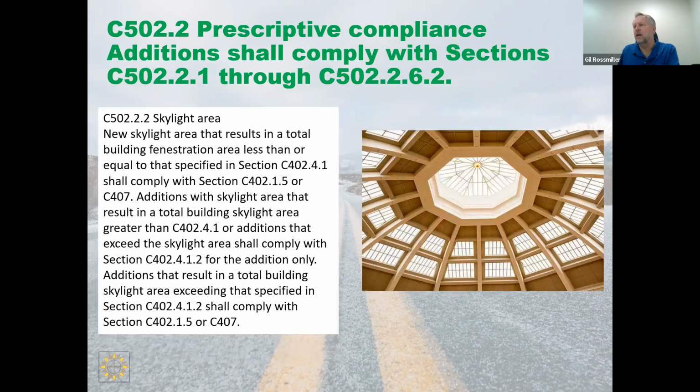Same kind of language here for skylights. Same exact piece. You can only get so much skylight, right? 3 and 5%. Then you're doing lighting controls. And then if you get down into here, you can trade it off with ComCheck or performance. That's what that's about.